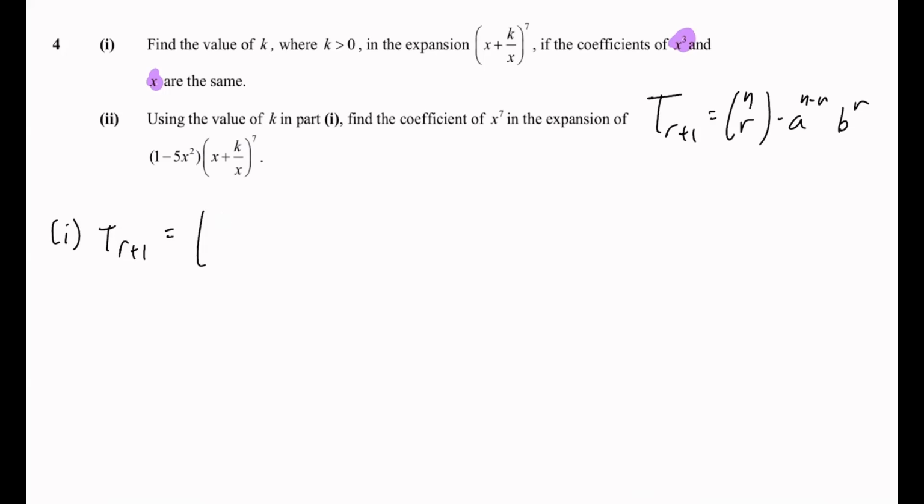T r plus 1 in this case is what? N choose r, but the n is what? A is what? B is what? N is what? A is x, b is k over x, n is 7. Then what is your n choose r? 7 choose r, times a raised to the power of n minus r, times b, k over x to the power of r. This part okay?